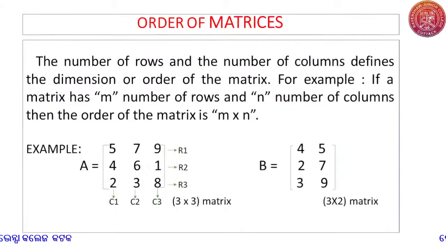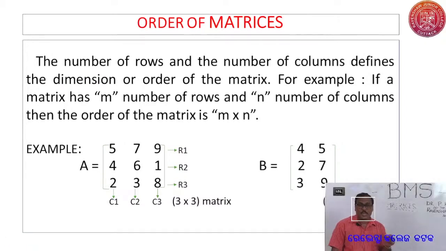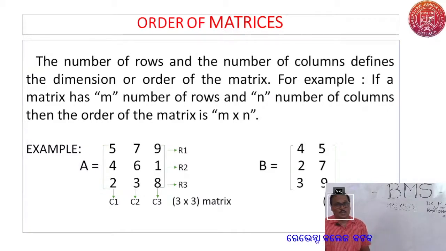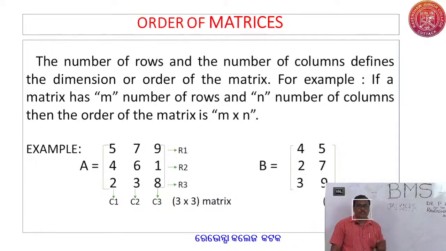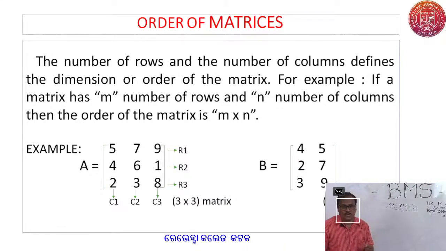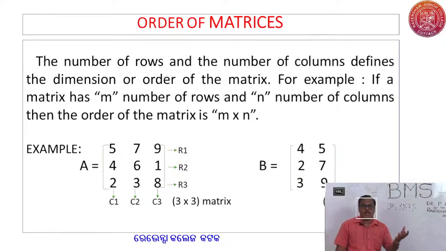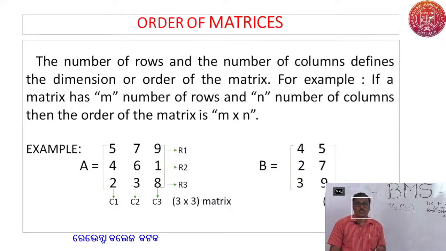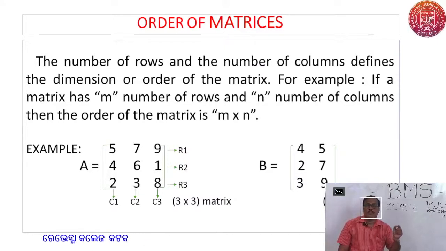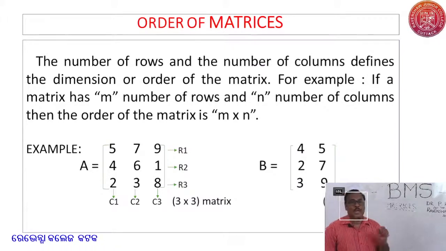What is the order of a matrix? For finding the order of a matrix, we take into consideration the number of rows and the number of columns. So the number of rows into the number of columns is the order of the matrix. In a particular matrix, first we take the number of rows. If that is m and the number of columns is n, then the order of the matrix must be m into n.